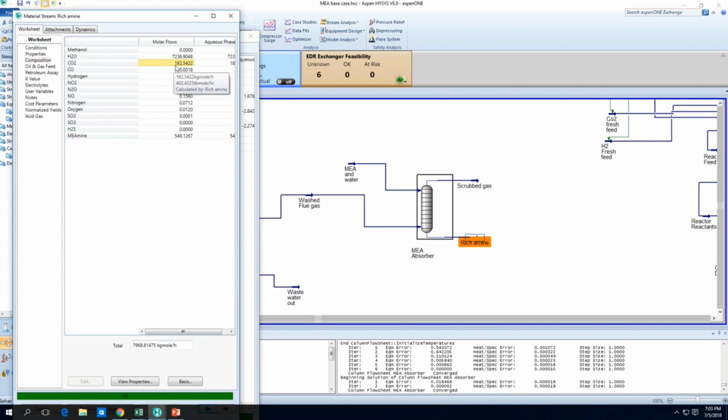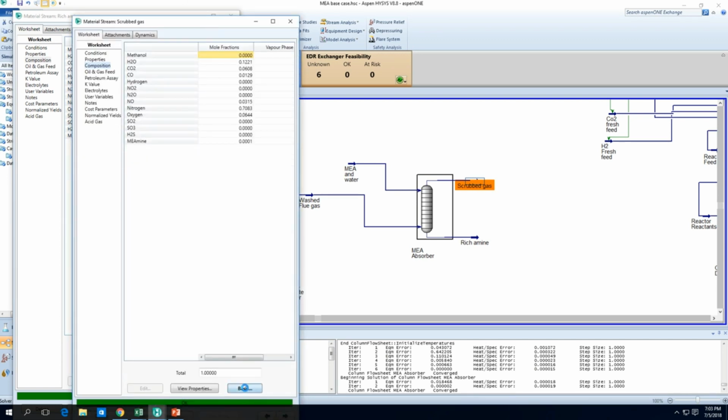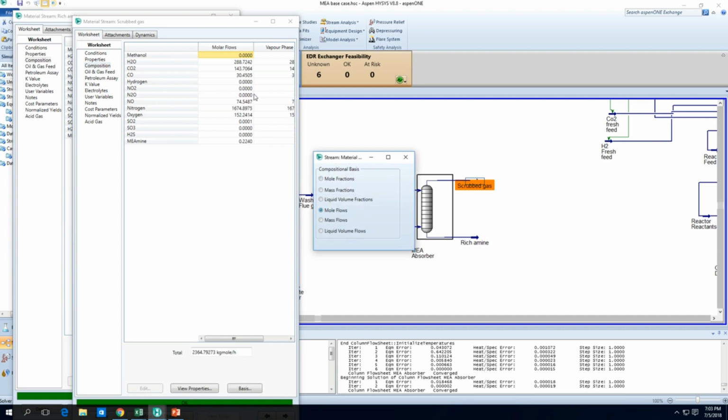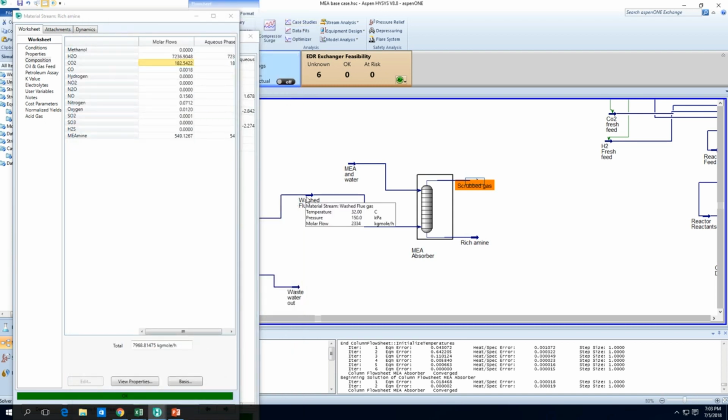By increasing the number of stages, we have actually increased the amount of CO2 being absorbed. So not too bad, that actually looks pretty good. And let's look at our scrubbed gas mole flows. There's some H2O coming out, but a fair bit of the carbon dioxide is also leaving the system. So what can we do?